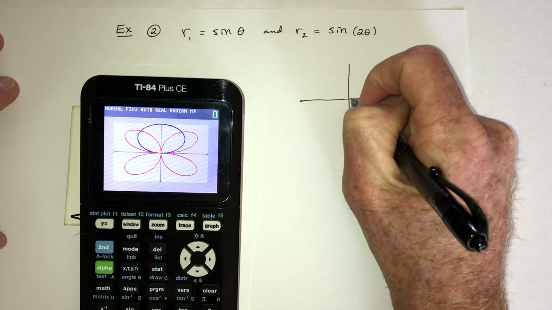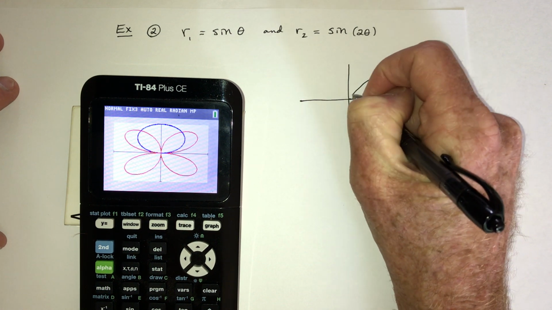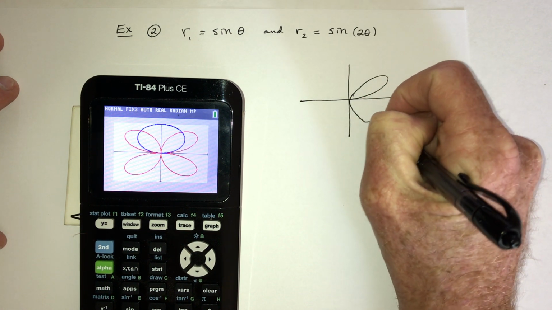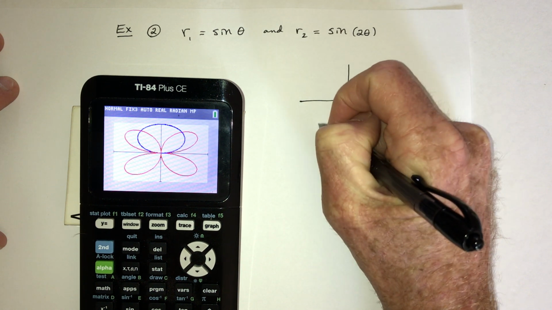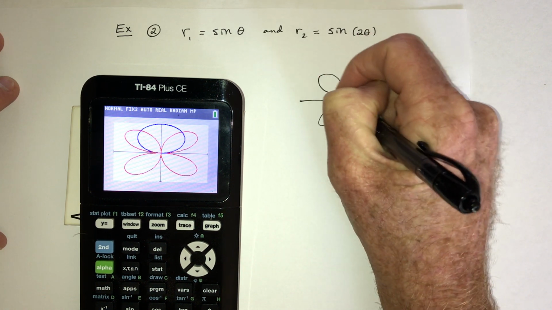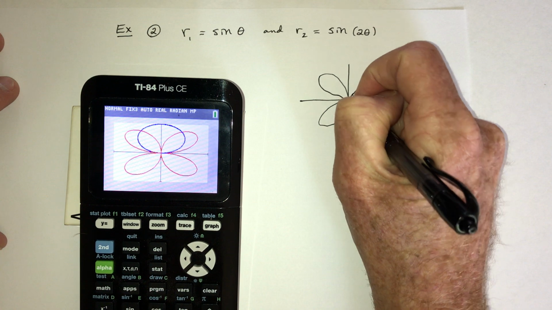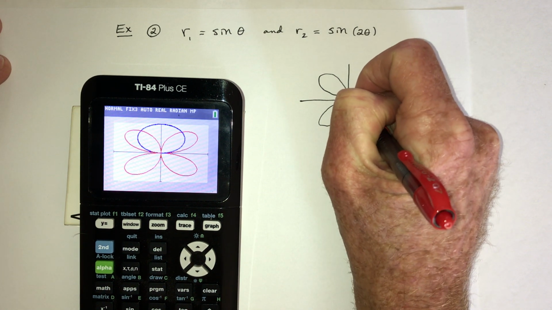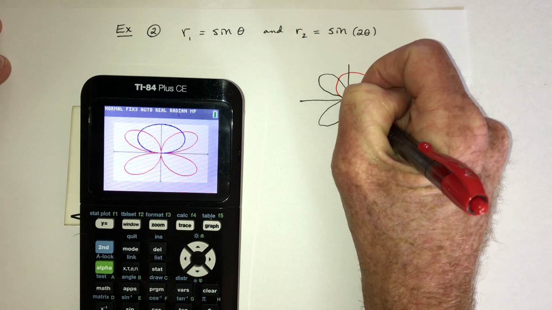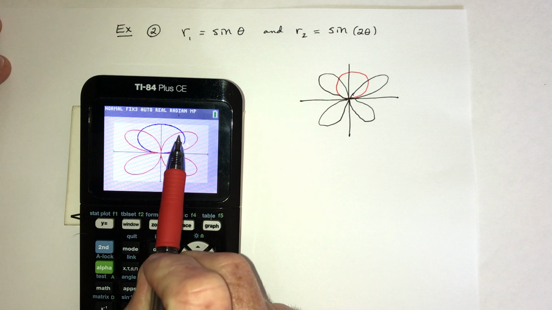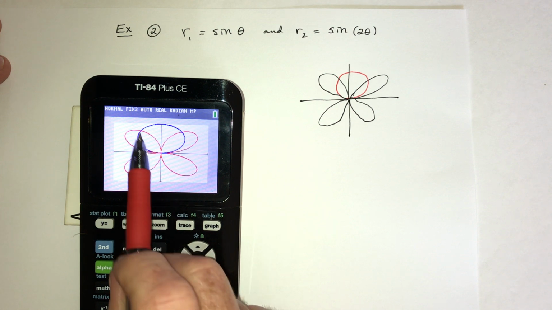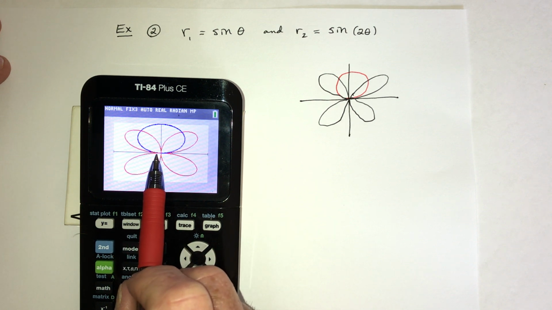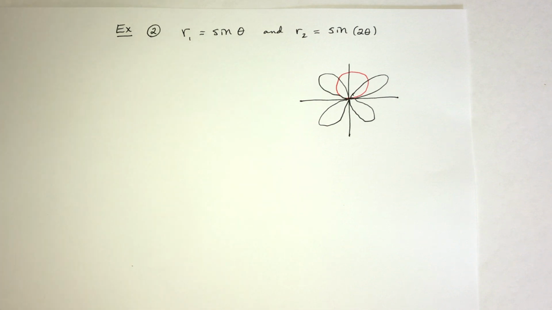So one function, like the red one, has 1, 2, 3, 4 branches. And the other one, that's where I need my red pen back. The other one goes like this. And it looks like they intersect in 1, 2, 3 places. But let's see what the math says. Do they actually intersect in 3 places?